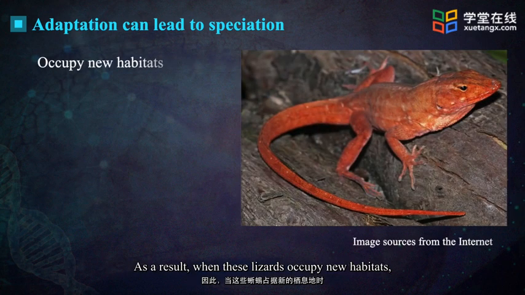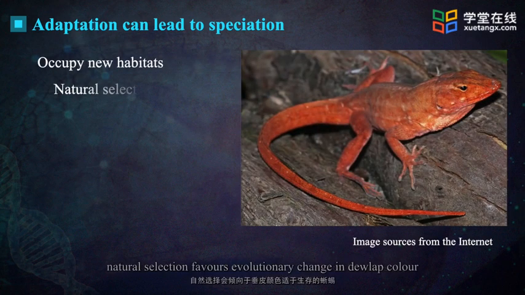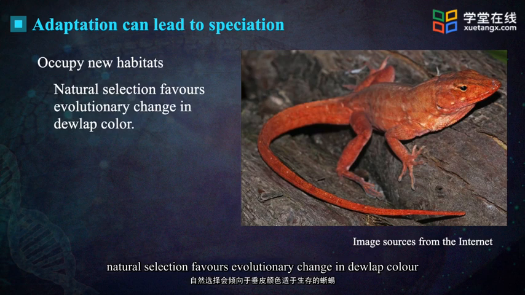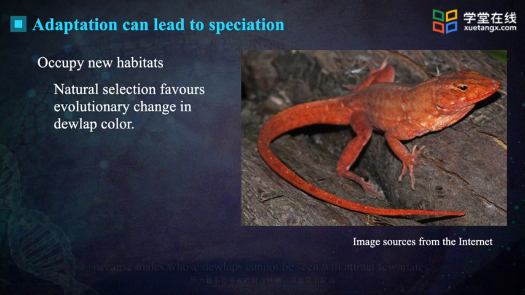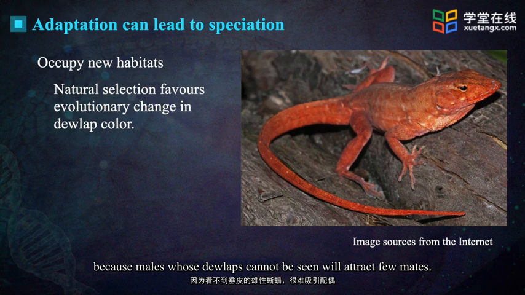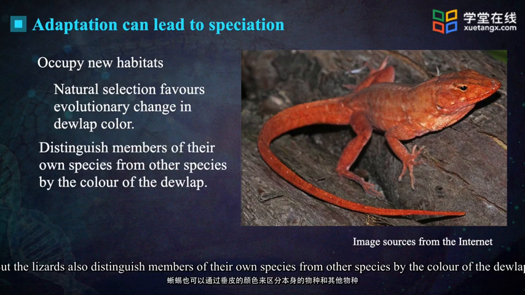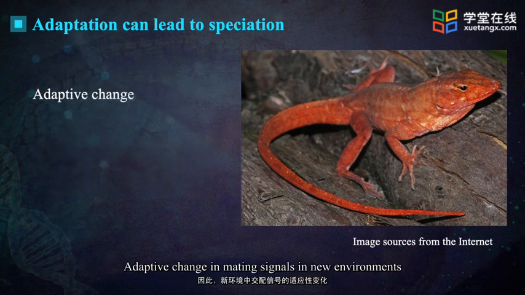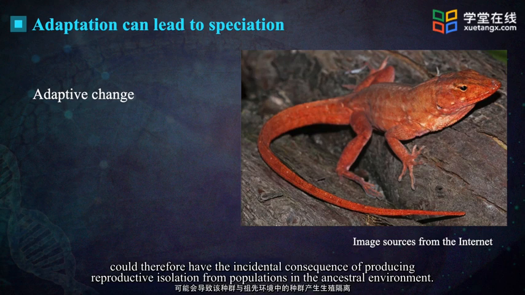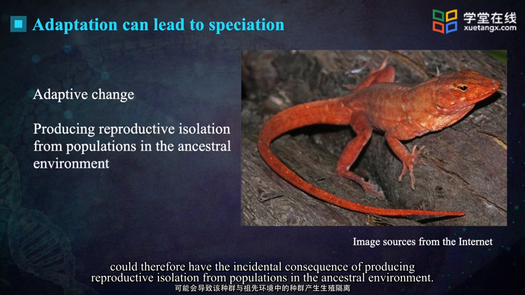As a result, when these lizards occupy new habitats, natural selection favors evolutionary change in dewlap color, because males whose dewlaps cannot be seen will attract few mates. But the lizards also distinguish members of their own species from other species by the color of the dewlap. Adaptive change in mating signals in new environments could, therefore, have the incidental consequence of producing reproductive isolation from populations in the ancestral environment.